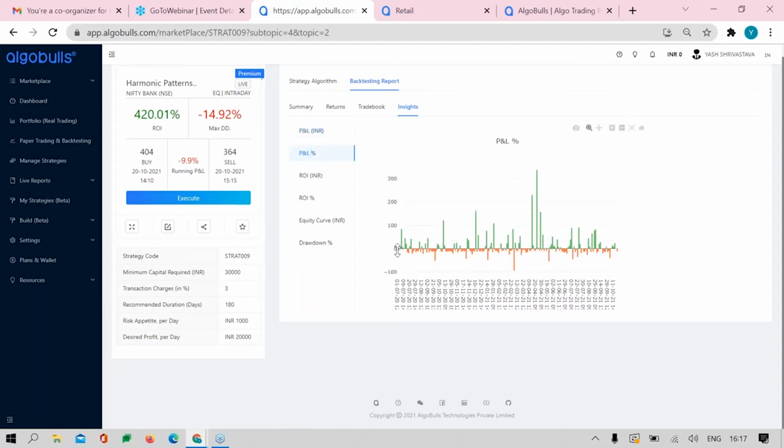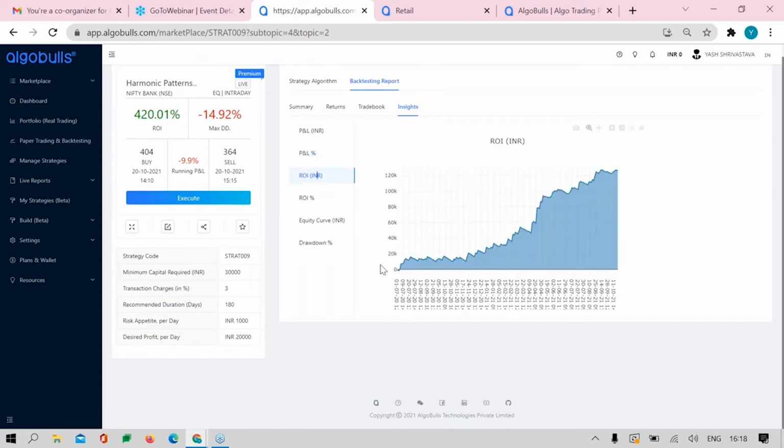Apart from that, the same way in the PNL, the maximum loss the strategy has faced was 94, and the maximum profit was around 338. So this is the maximum loss and maximum profit the strategy has faced over the period of 365 days, and all this data is clearly specified to everyone.